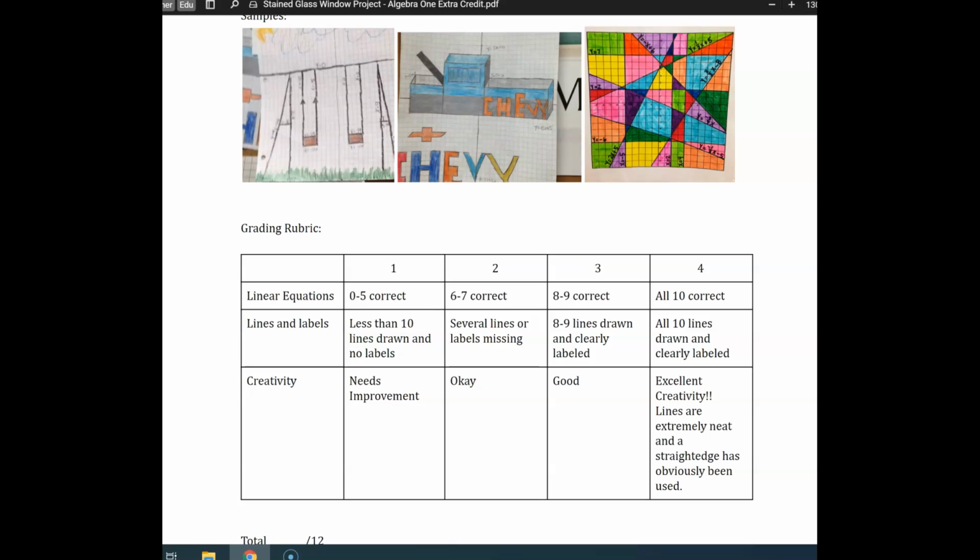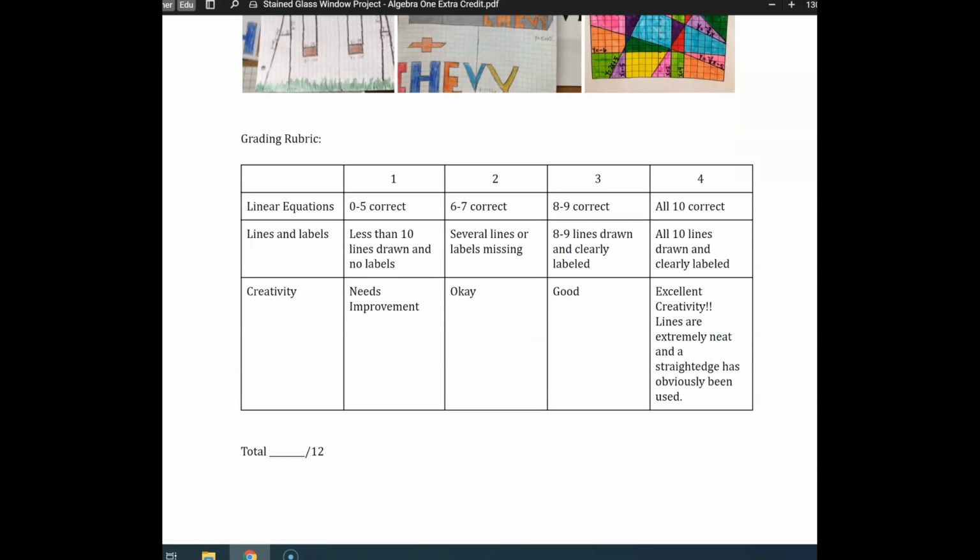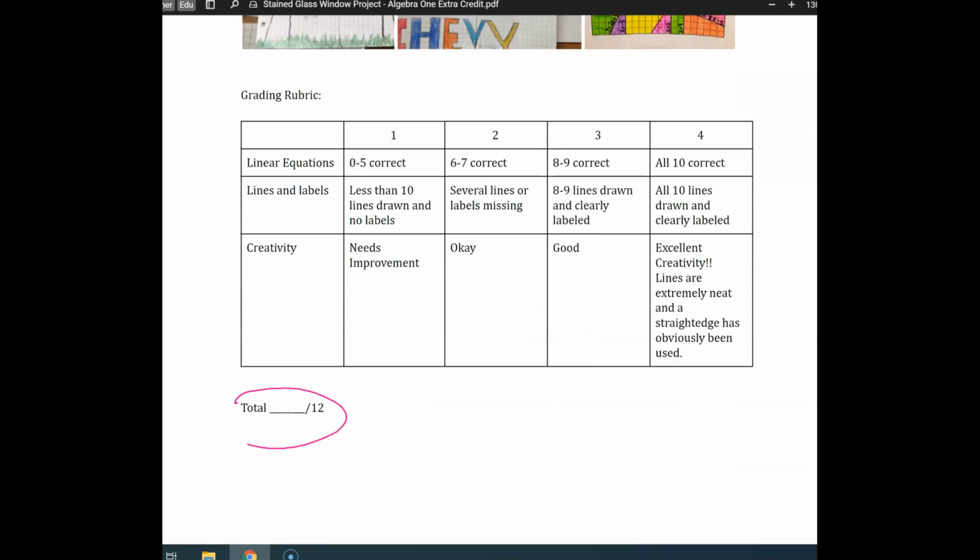Or if you want to put a number next to the line, people have done that before, and then on the back they write the equation. Regardless, however you want to handle that, it's up to you. And then obviously if you have some creativity, you've colored it, it looks really nice, you'll get your points that way. Remember, this is out of 12 total points, but we're talking 12 assessment points.